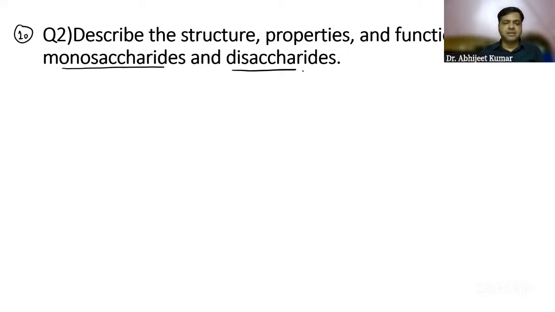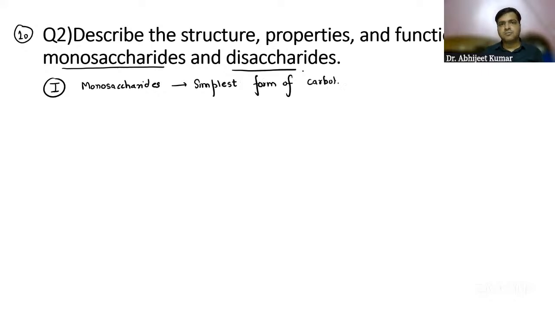Monosaccharides and disaccharides. Firstly, I will be discussing the monosaccharides. When I say monosaccharides, guys, please try to remember important things about that. It is the simplest form of carbohydrates. They are the simplest form of carbohydrates. Basically, they consist of single sugar molecules, right?